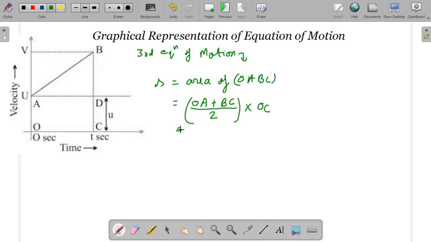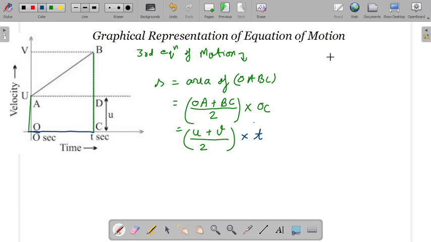Now just put the value of OA is U. You can see this is OA. OA is U. BC is V. So V upon 2. And OC, as you can see, OC is nothing, it is just a time.